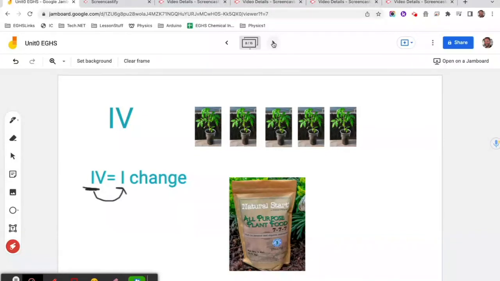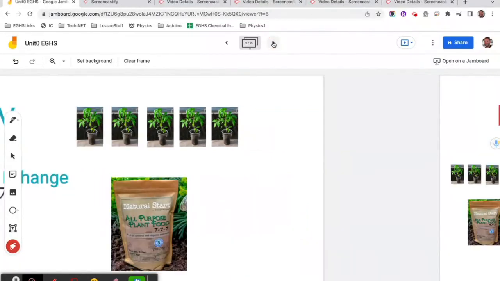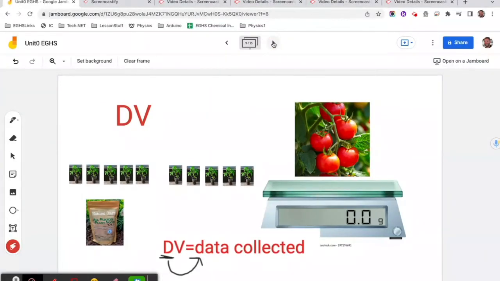My dependent variable is going to be the mass of those tomatoes. Right? So that's the data I'm collecting. I'm actually going to be measuring this in grams. I'm going to take all of these tomato plants that didn't get it, and I'm going to weigh them once they're ripe, and I'm going to get a number. And then I'm going to weigh or mass all of those that did get the plant fertilizer, 5 plants, and I'm going to mass those at the very end as well. So that's the data I'm collecting on that.